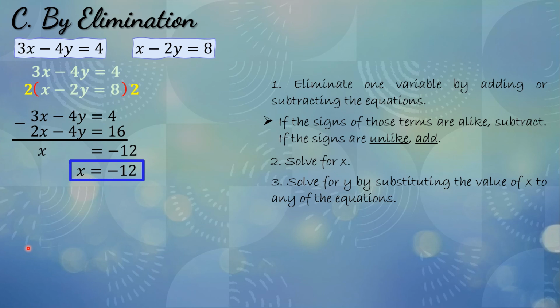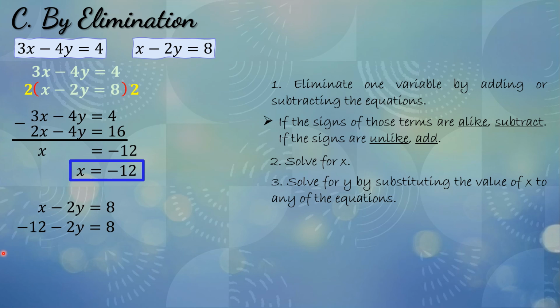Third step, solve for y by substituting the value of x to any of the equations. So, hanapin na natin yung value ng y by substituting yung nakuha nating value ng x, which is negative 12. So, gamitin natin yung pangalawang original equation, which is x minus 2y equals 8. Substitute negative 12 to the variable x. So, the resulting equation will be negative 12 minus 2y equals 8.